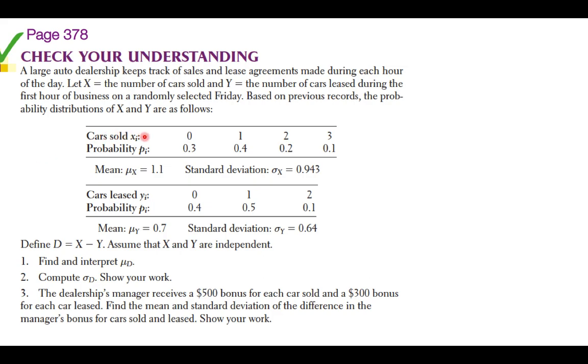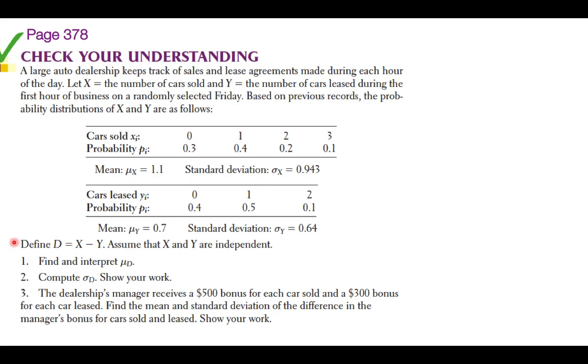So we have the number of cars sold, either 0, 1, 2, or 3, and the probability that that number of cars are sold. And it gives us the mean of that probability distribution and the standard deviation. And then we have the same thing for the cars leased, which we're calling Y. Either 0, 1 or 2 cars leased, and then the probability of each of those outcomes. And it gives us the mean and the standard deviation of Y.